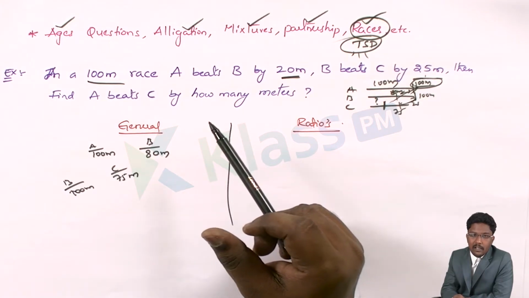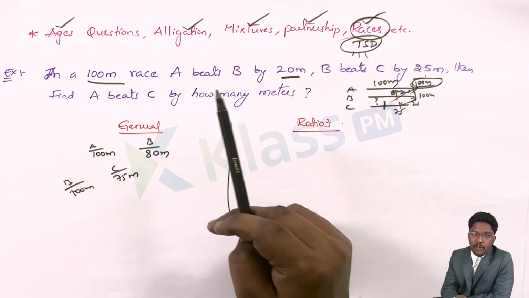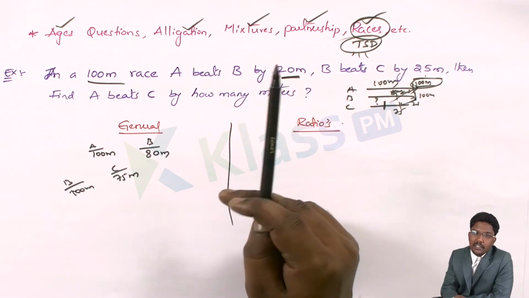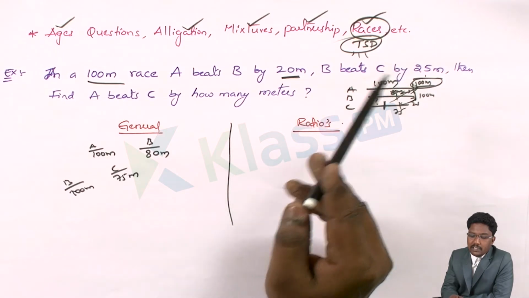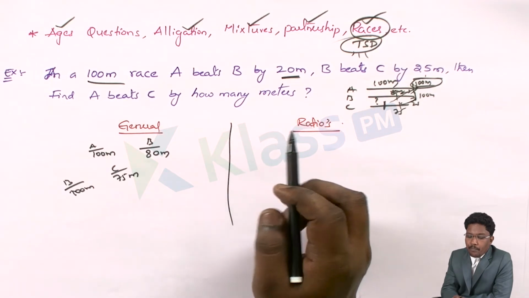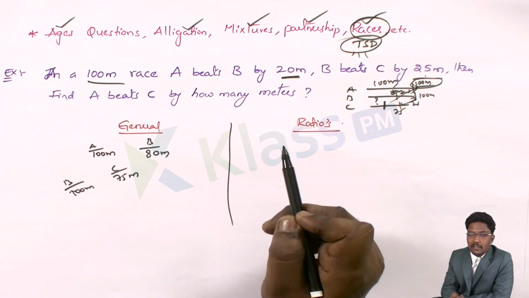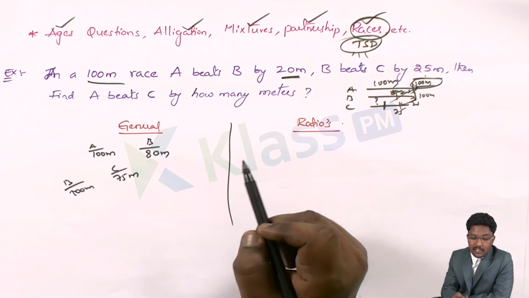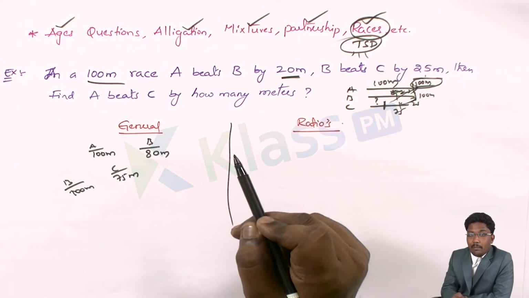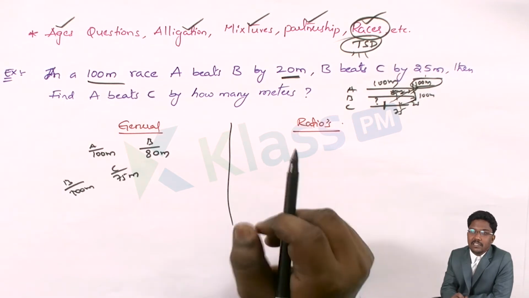Then next, B also completed his race. B also reached 100 meters. Then when B is at 100 meters, C is at 75 meters because B beats C by 25 meters. So the difference between these two is 25 meters. But here he is asking, when A completed the race, B is at 80. At that situation, where is C?